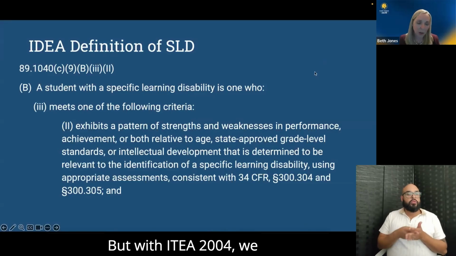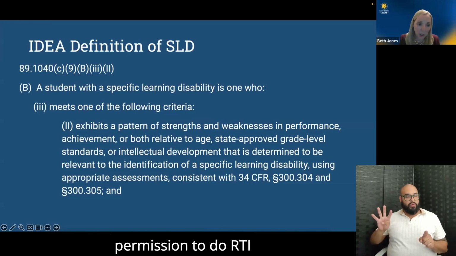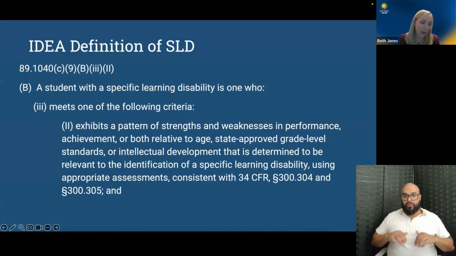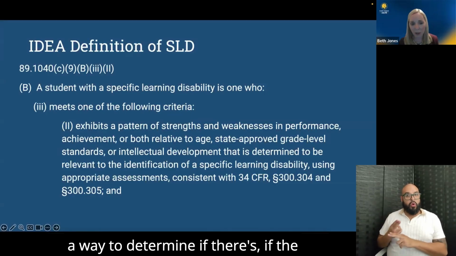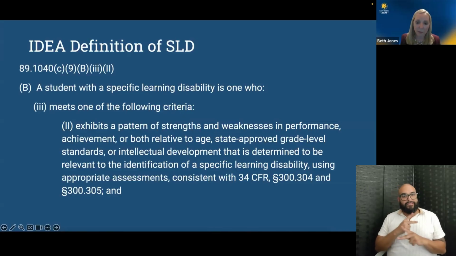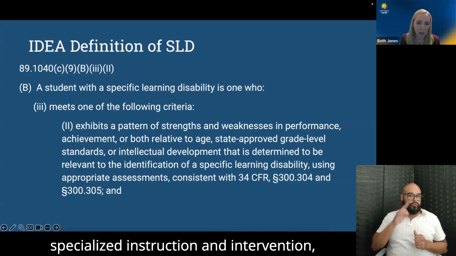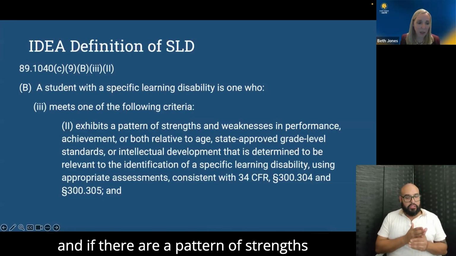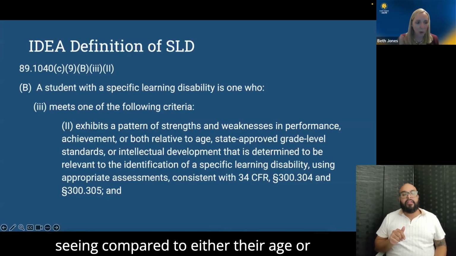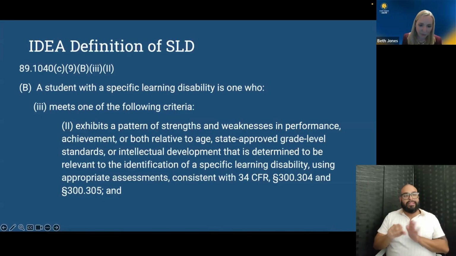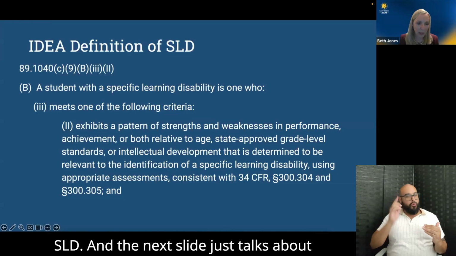But with IDEA 2004, we got a little bit more freedom and permission to do RTI or MTSS, whatever you refer to it as, a way to determine if the student is not responding, number one, to specialized instruction and intervention, and if there is a pattern of strengths and weaknesses in their data compared to either their age or state approved standards, that would be commensurate with what we would suspect for identification of a SLD.